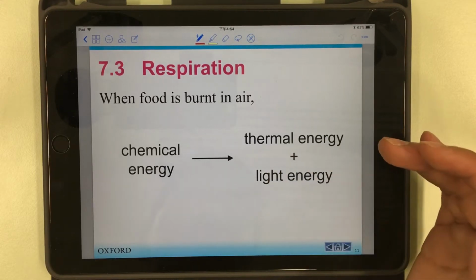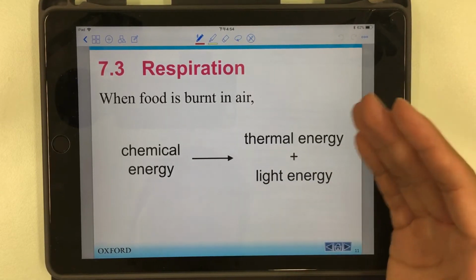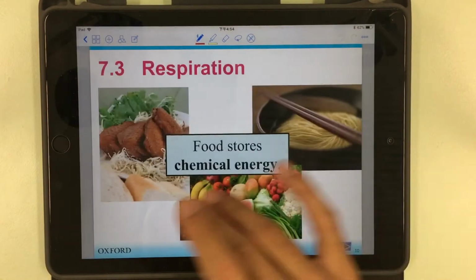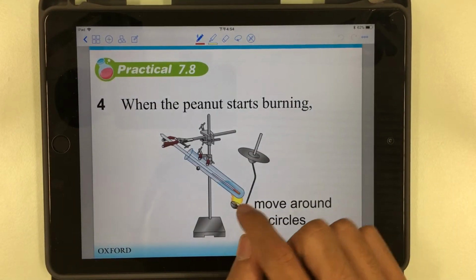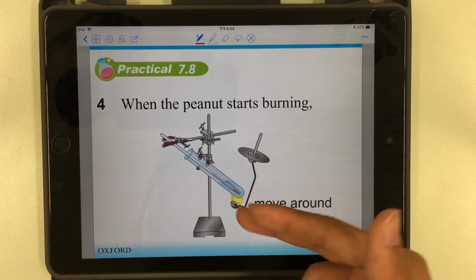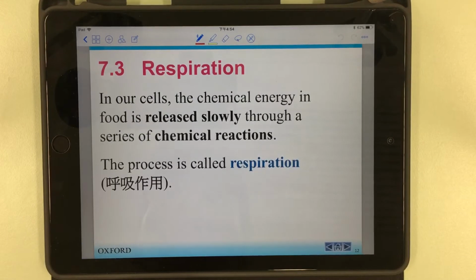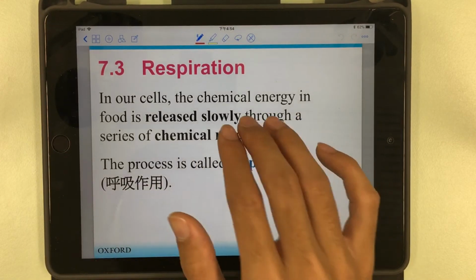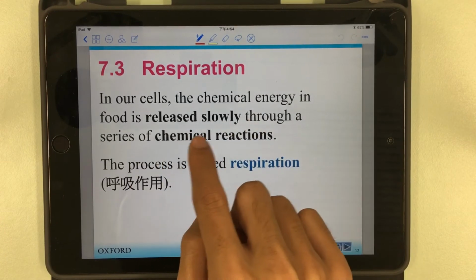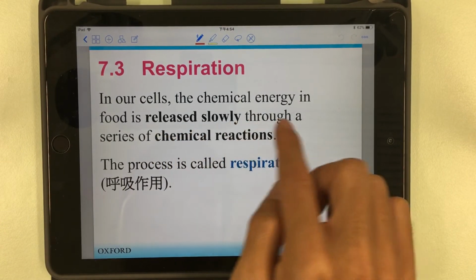Thermal energy is something like heat, 熱能啦, and light energy, because when it is burning, there is a fire and the temperature will rise and there is a light. So thermal energy and light energy. When we talk about respiration, respiration is similar to burning, but it is a much slower process because the energy stored inside the food is released very slowly throughout the respiration.